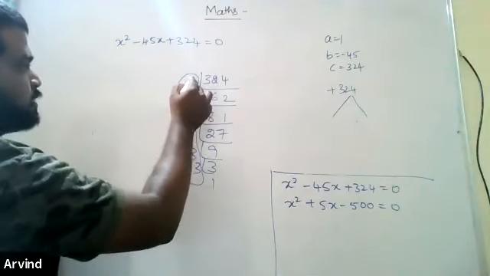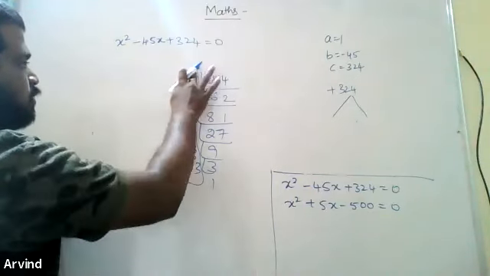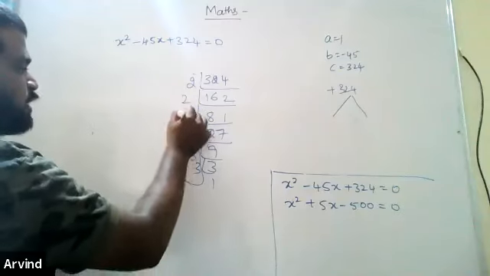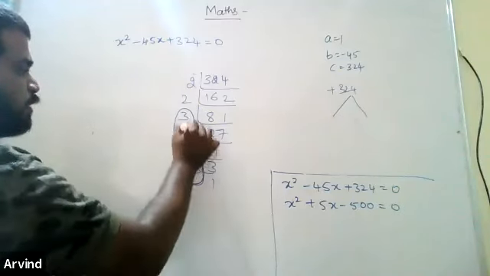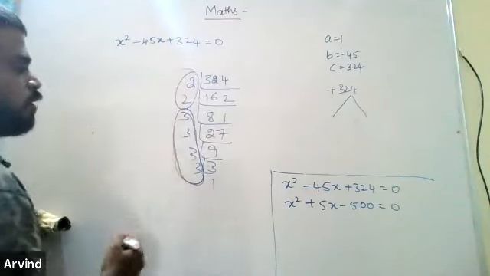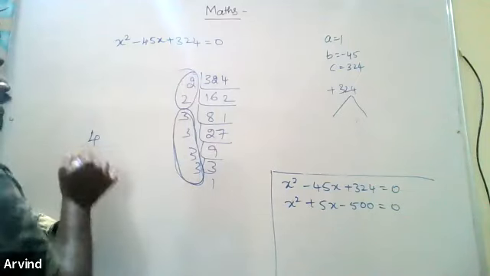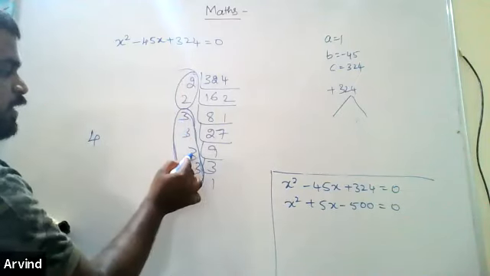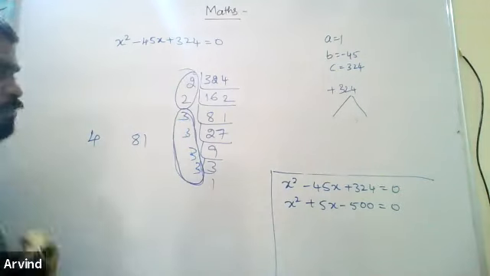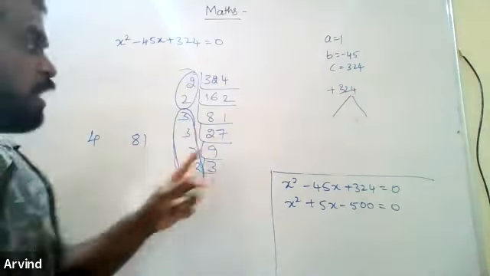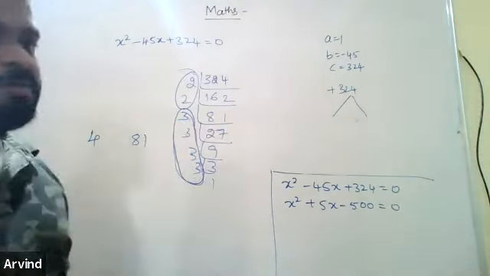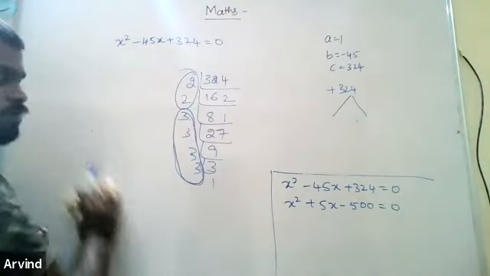Okay, for example, let's make all these 3s as one group, and only these 2 2s as one group. 2 2s are 4. 3 3s are 9, 9 3s are 27, 27 3s are 81. If we multiply, it comes. If we add, does 45 come? It doesn't. So this is also wrong.